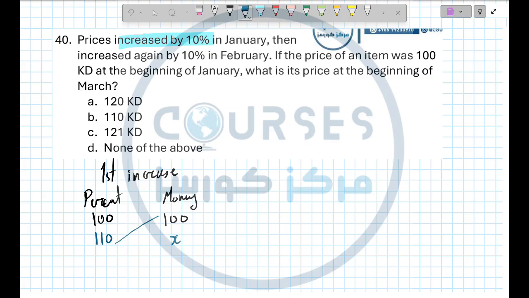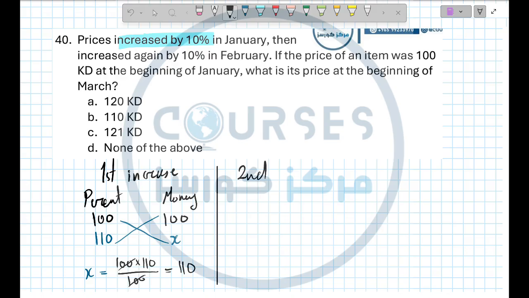And we need to find what is the value. So x equals these two times each other, 100 times 110, divided by the number with x, which is the 100. 100 goes with 100, so the answer is 110. So this is the first increase.